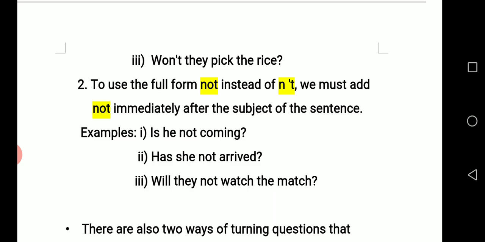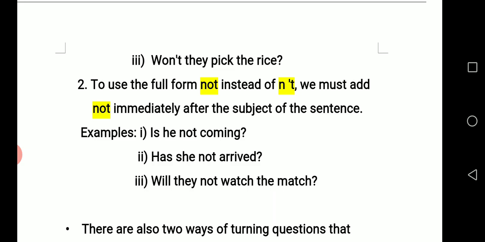So the second rule is, when you use the full form, the not, you place it immediately after the subject of the sentence. And examples are, is he not coming? Has she not arrived? Will they not watch the match? Is he, subject, not coming? Has she, the subject, not arrived? Will they, the subject, not watch the match? So just observe and take note of the differences.